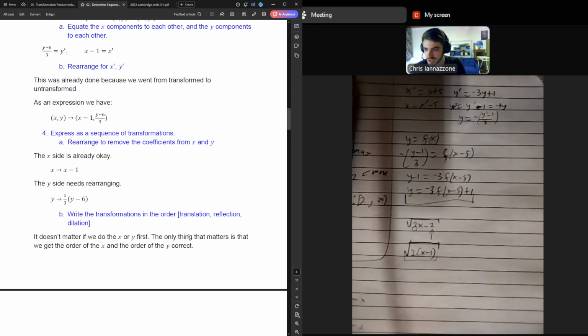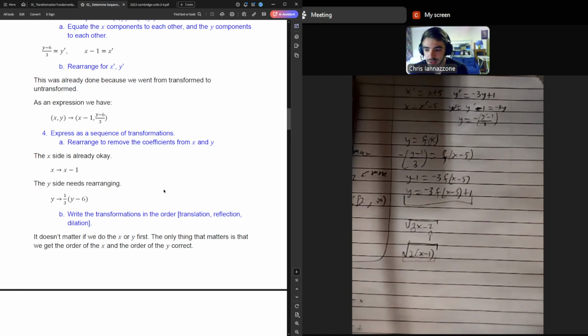Now, if you do what I'm suggesting, you need to write it in order of translation, reflection, dilation. That might be different, again, to what you've heard, where you would have heard do a dilation, reflection, translation in that order instead. We'll look at when you use what. But if you're following this circumstance here, doing this rearranging to get coefficients off of the x and y, then you do T, R, D.